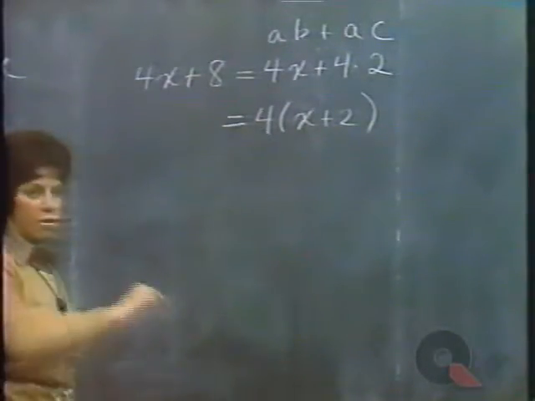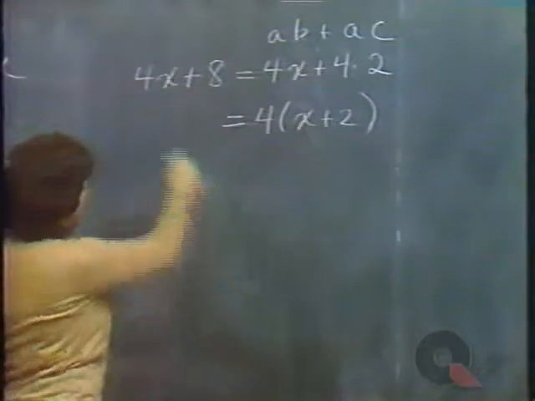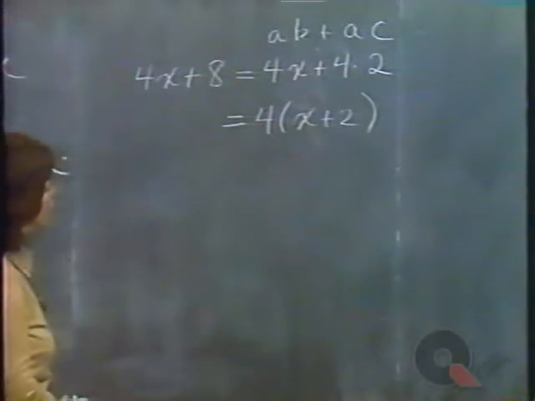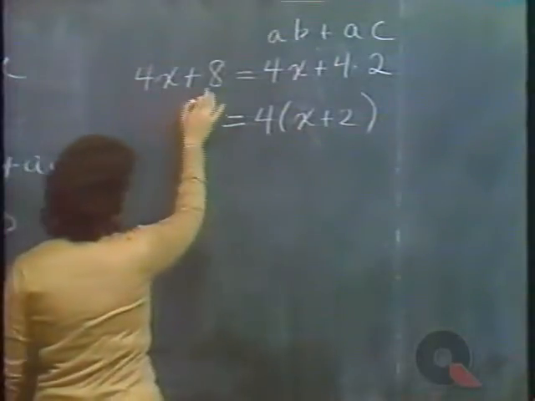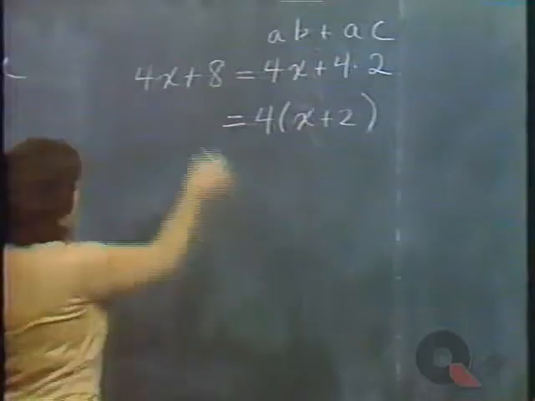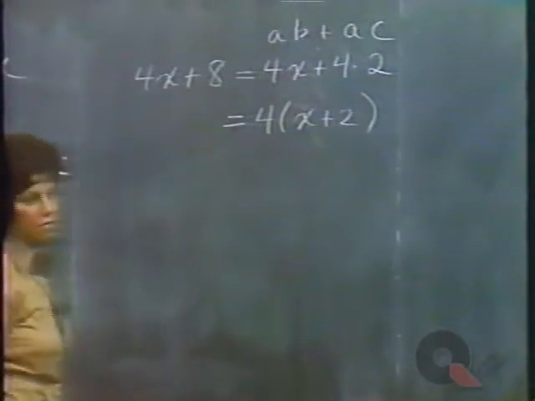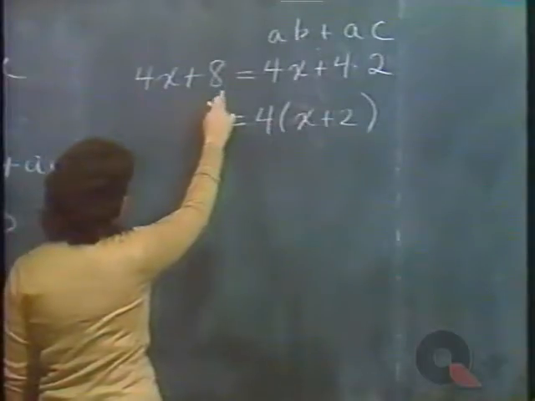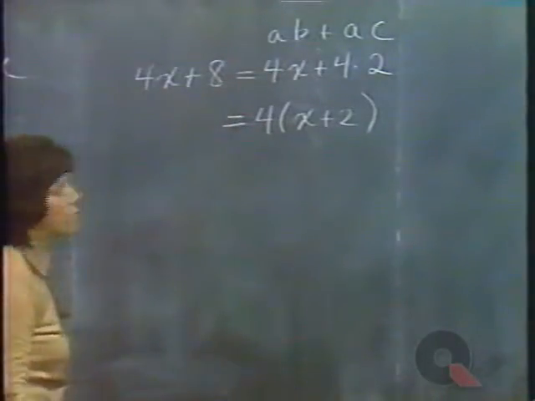Okay, we were using the distributive law in the reverse order, so we could factor this expression. The idea is to try to see what factor the two terms have in common. We try to pull out the greatest common factor, the greatest factor that they have in common. And for the 4x and the 8, the greatest factor that they had in common was a 4.